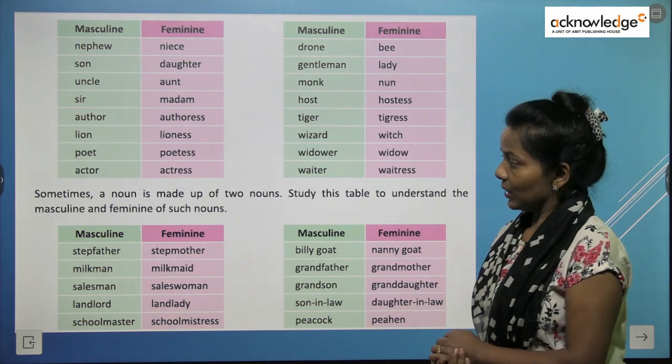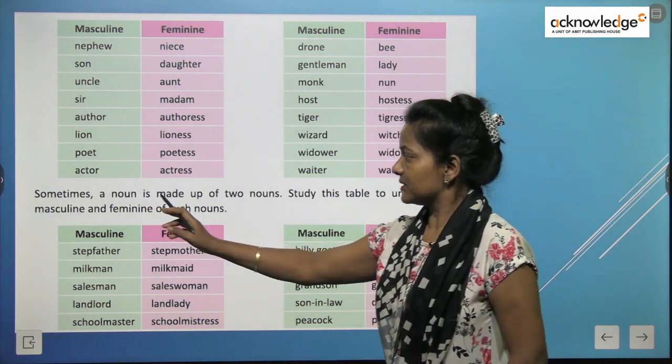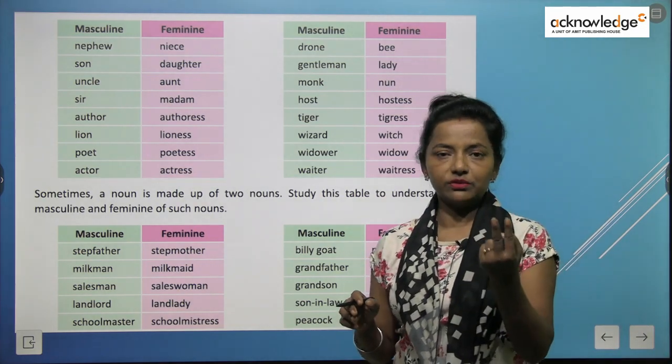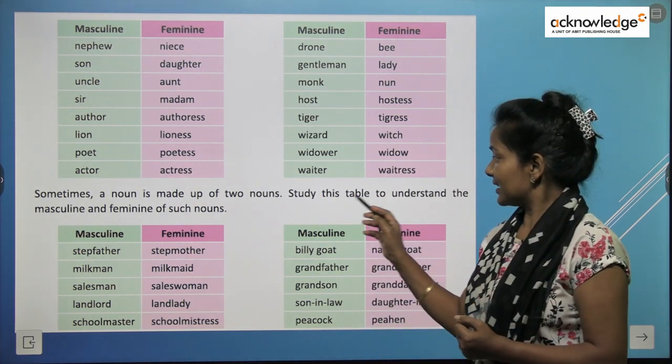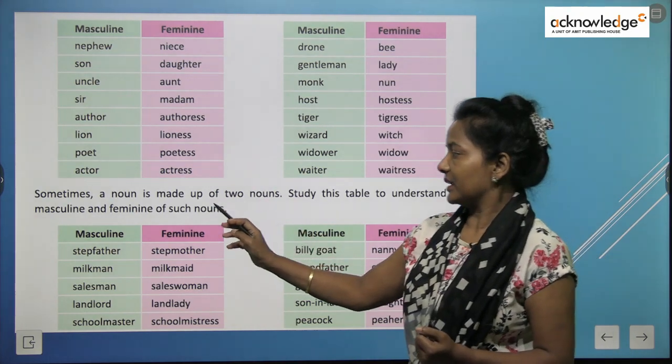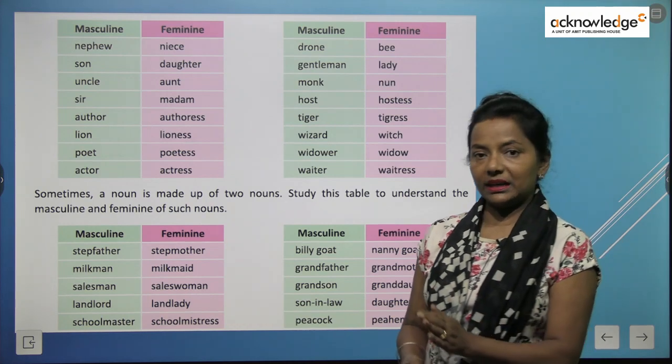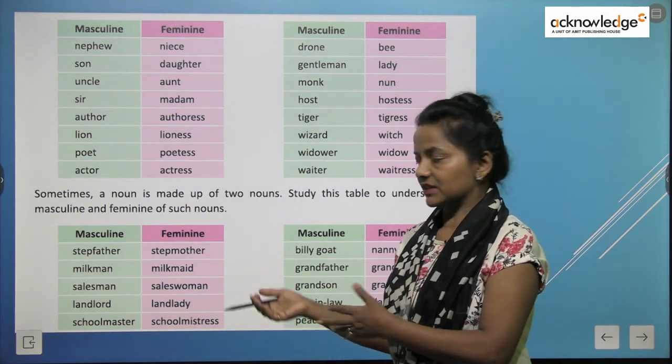Okay. Now moving ahead, sometimes a noun is made up of two nouns. Sometimes two nouns are used together. Study this table to understand the masculine and feminine of such nouns. Now what are the masculine and feminine of these nouns? How to change them? Let's see here.